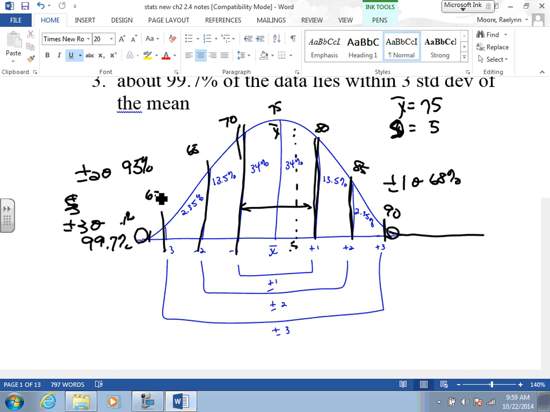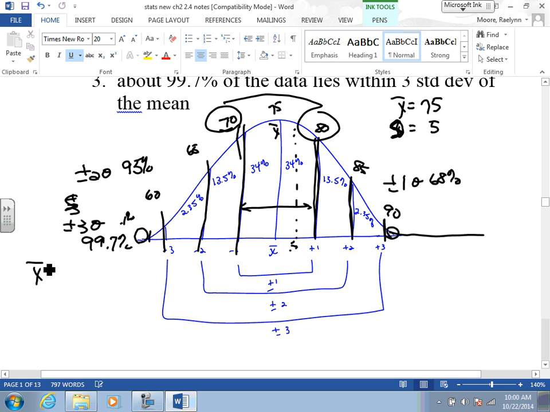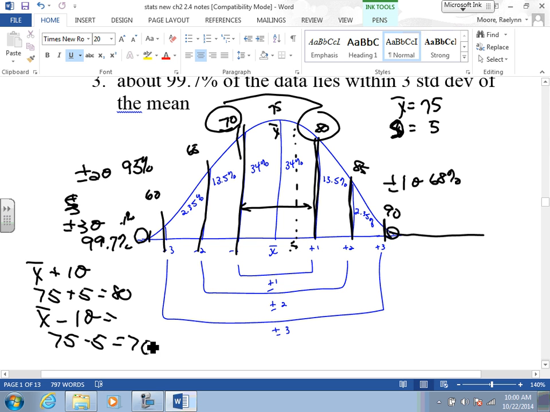So I want to know between what two scores did 68% of my students fall, the plus or minus 1? Now I know, because I labeled them out there. Could I also say my mean plus 1 standard deviation, 75 plus 5? My mean minus 1 standard deviation, 75 minus 5? Absolutely. I can take 1 standard deviation above, 1 standard deviation below. Me, I like to put all my numbers out here. And I'll tell you why.